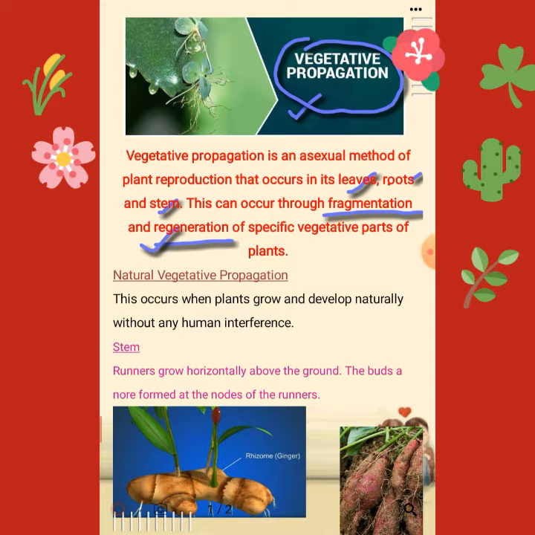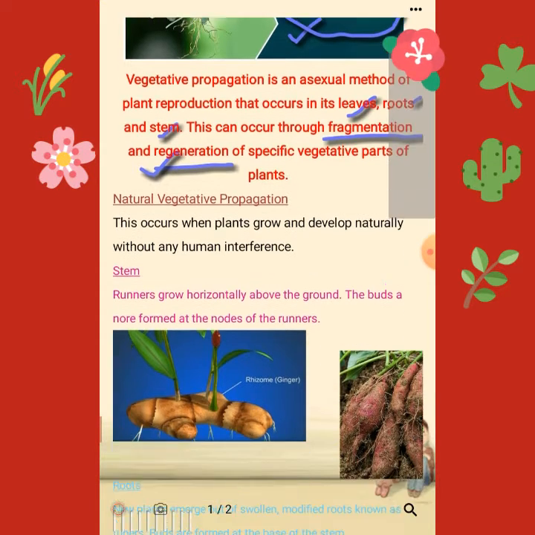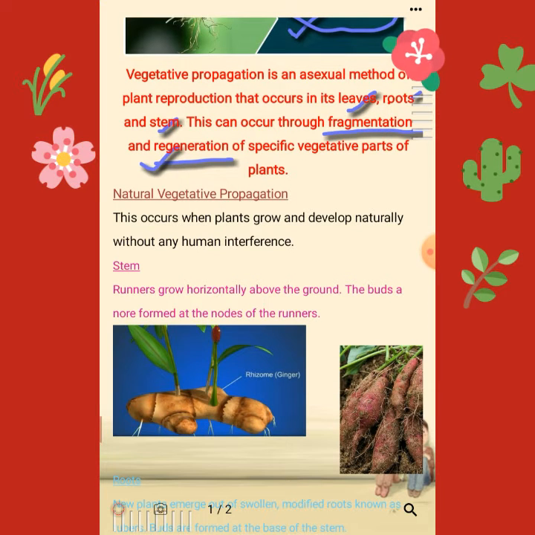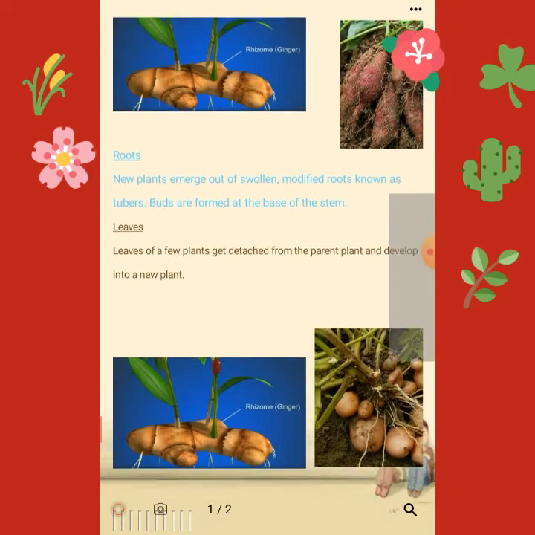Okay, so here, what are the vegetative propagation methods and what are the organs involved in that, if you see in detail. This vegetative propagation is broadly classified into natural vegetative propagation and artificial vegetative propagation. So what is meant by natural vegetative propagation? Where there is no involvement of humans, naturally these vegetative parts have the capability to regrow. This occurs when plants grow and develop naturally without any human interference.